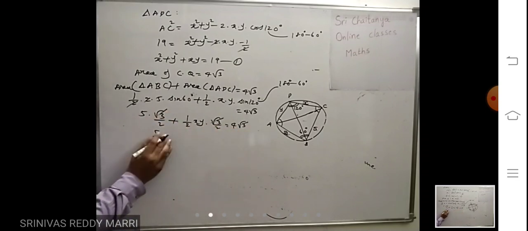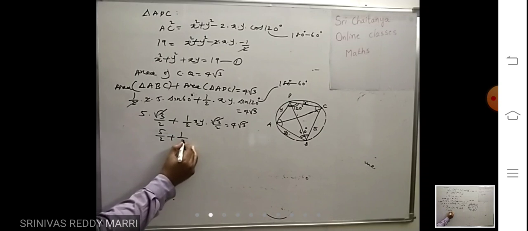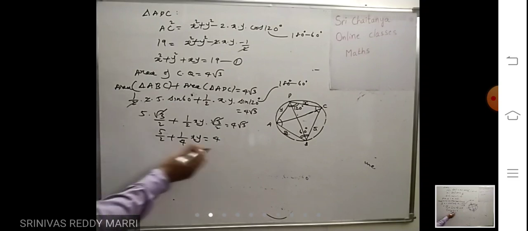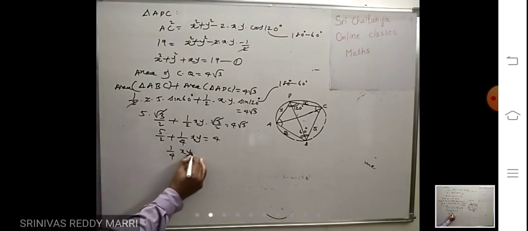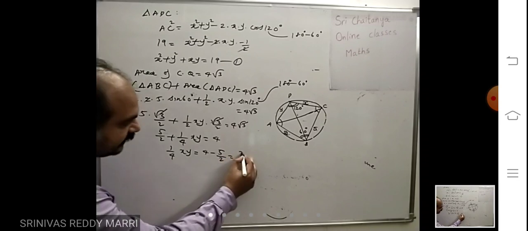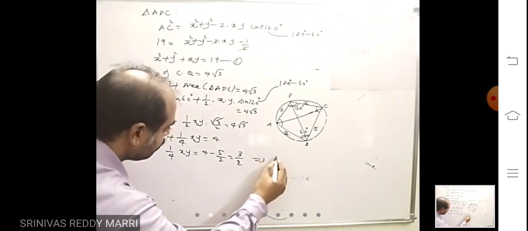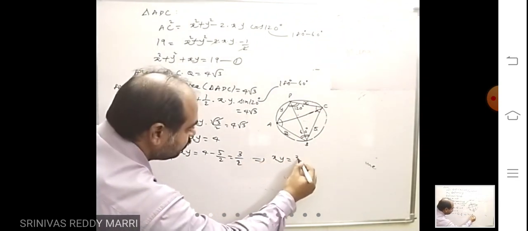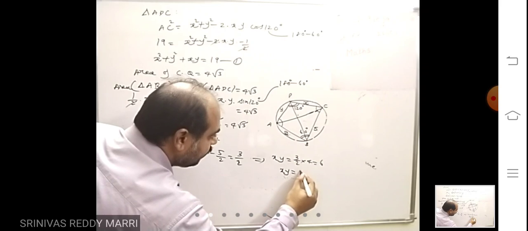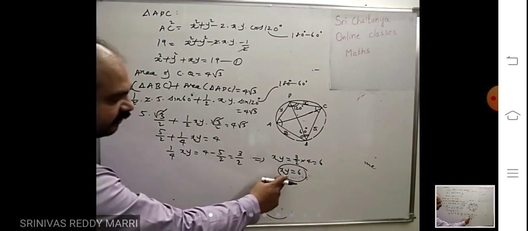So you will get 5 by 2 plus 1 by 4 xy equal to 4. Now bring this side. 1 by 4 xy equal to 4 minus 5 by 2. That means this is 3 by 2. That means xy equal to 3 by 2 into 4, that is 6. So therefore I got another equation. xy equal to 6. xy equal to 6 I got.